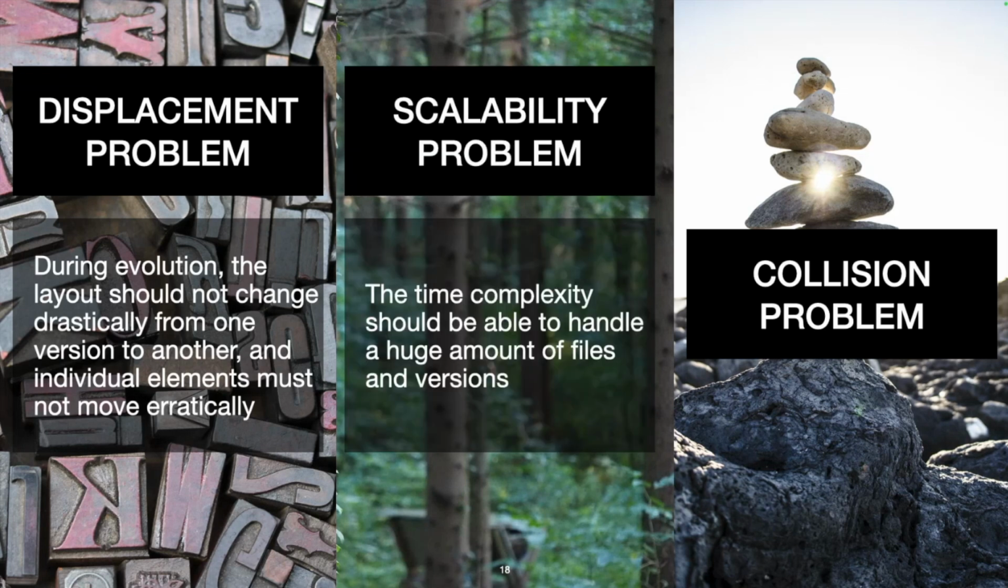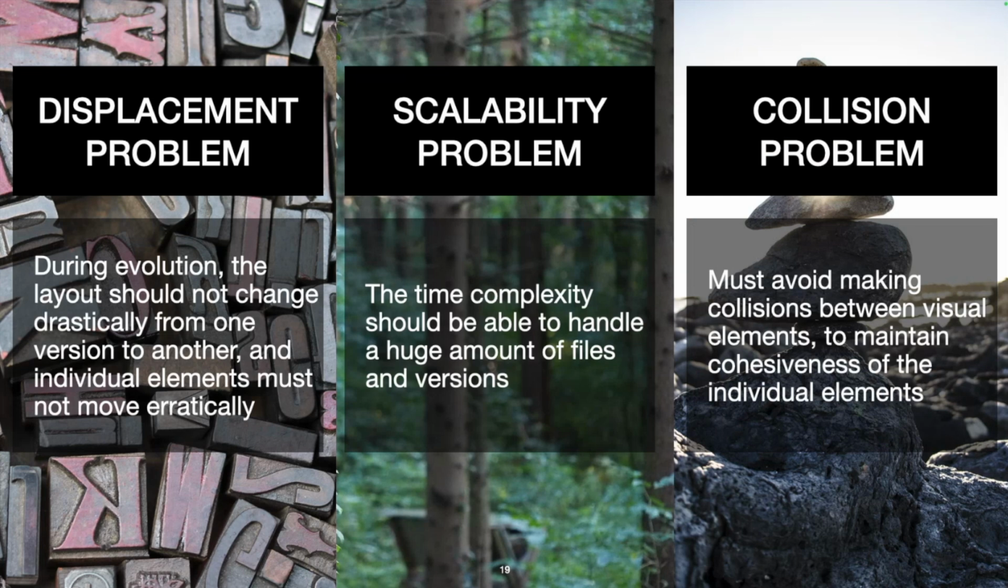Then scalability. Of course, software systems can get very, very huge with hundreds of thousands of files and commits. And so we also want to use an algorithm that scales and is not exponential in time complexity. And finally, another way that we can have cohesive visual elements is to avoid collisions. We don't want files to be placed on top of each other, with maybe one hiding behind the other. We just want to visually represent all of them and not have them interact with each other in that way.